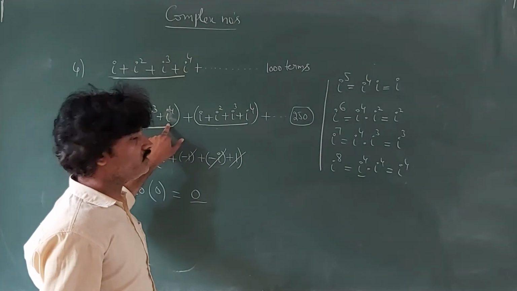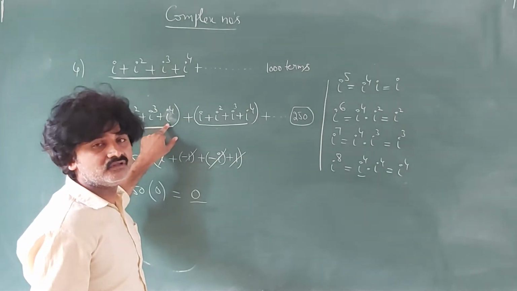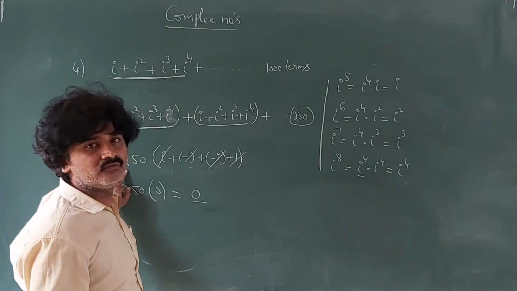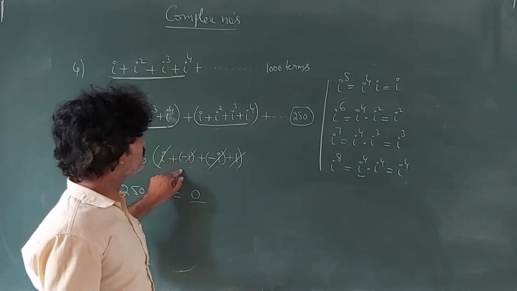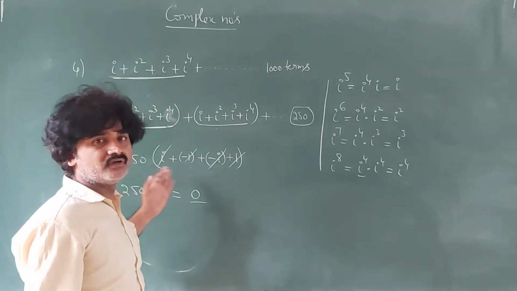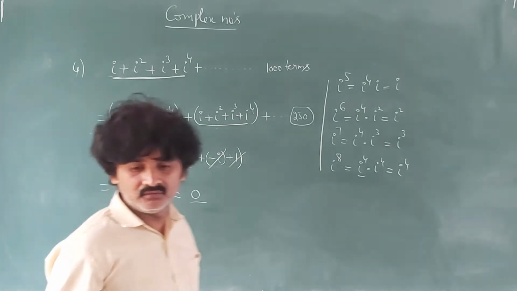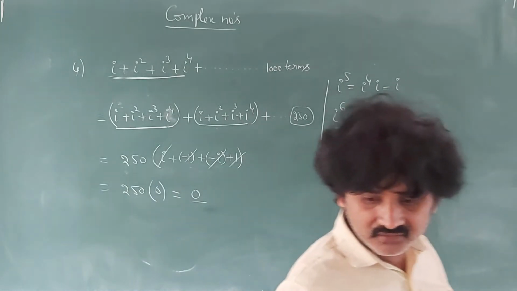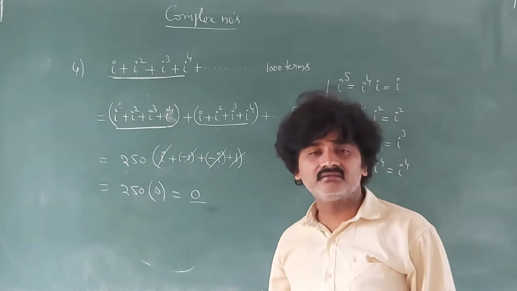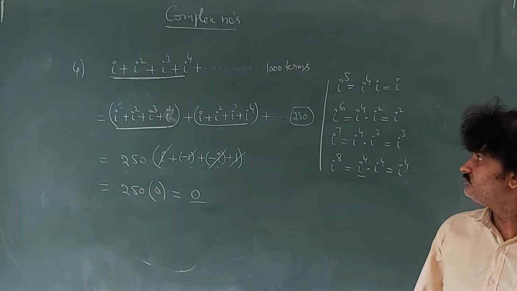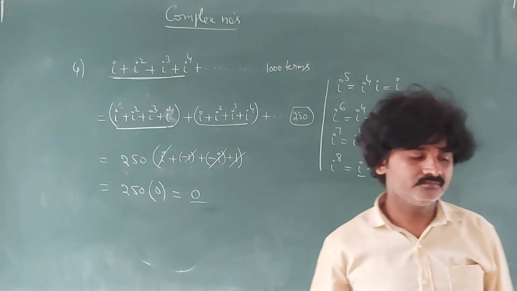So evaluate only the sum of these 4 terms and multiply with what? 250. But this sum value is how much now? 0. Hence 250 into 0 gives simply 0. So the answer is how much? Right, 0. Third option is the answer. Okay, right, take it.